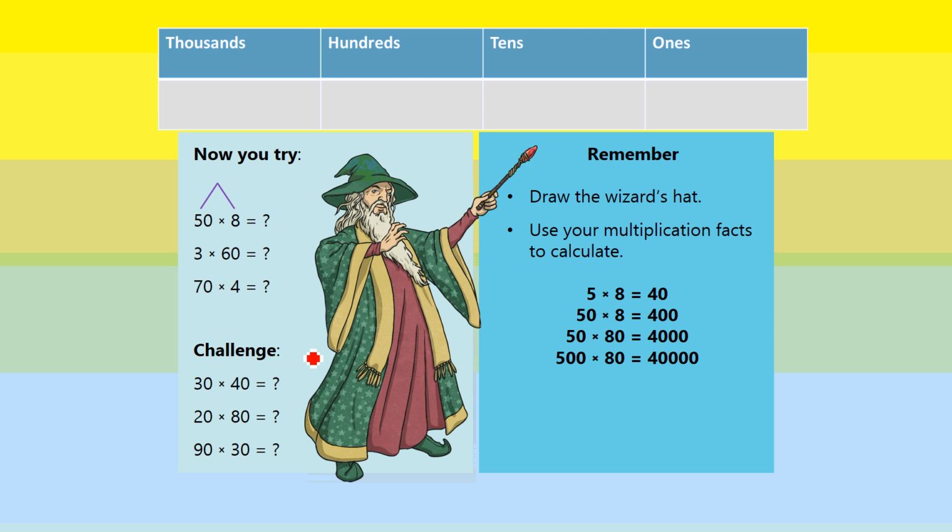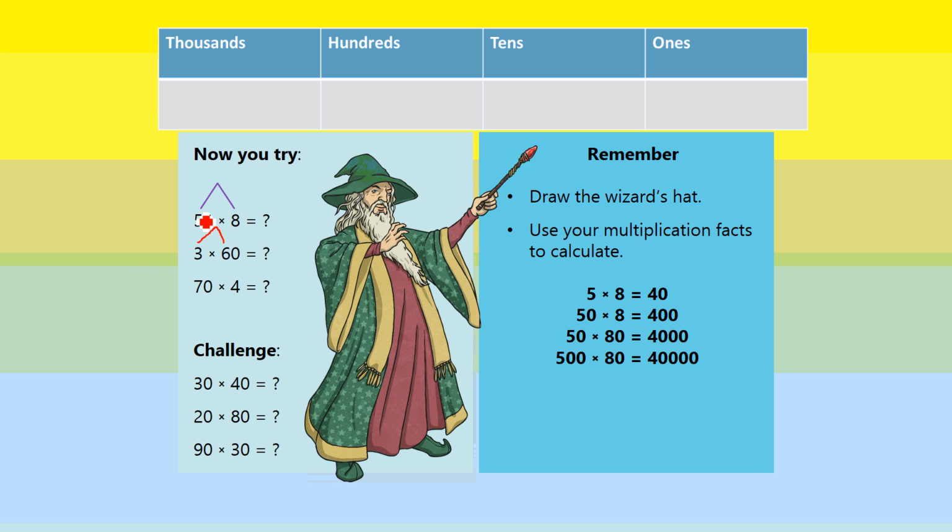Okay, we've now got some questions for you to have a little go at using your pencil and paper. I suggest before you start these that you draw yourself a little thousands, hundreds, tens and ones grid. Now those who've got whiteboards, I suggest you use your whiteboards. If not, just use some paper, that'll be fine. Okay, remember to draw the little wizard's hat to remind you which numbers to calculate together. And then make sure you move your digits, your answers, one place to the left. We'll do the first one together.